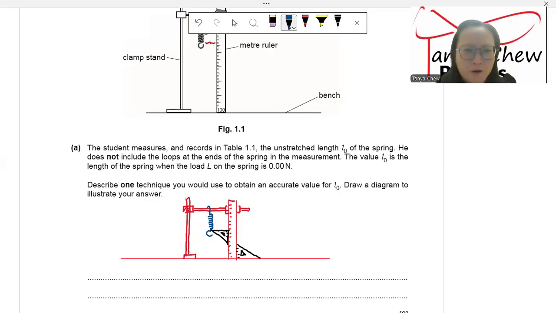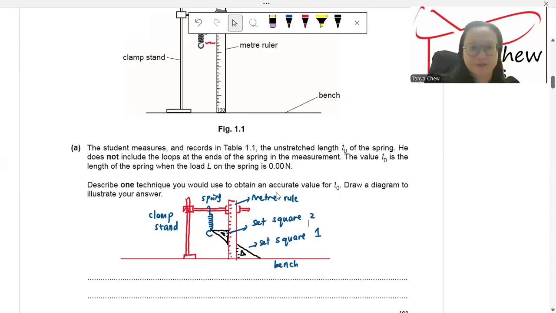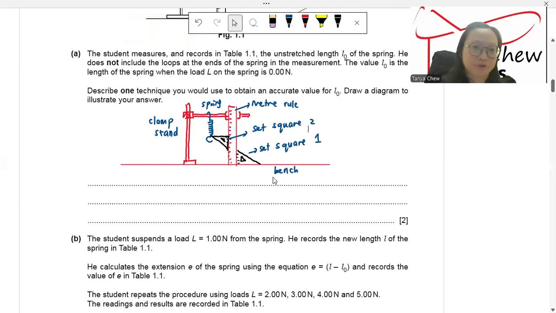But I will not just leave my diagram like that, so I will copy it back. This is the clamp stand. This is the spring, and then this is a meter rule. This is a bench. I added set square 1, and then this is set square 2. I have 2 set squares. Now, I just describe the technique by using the set square.